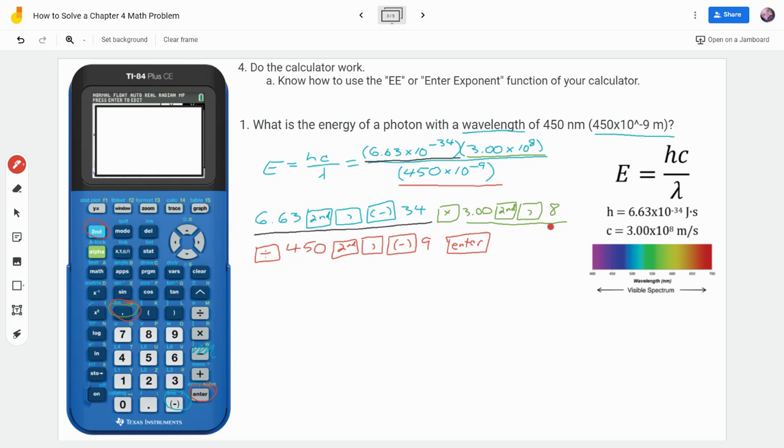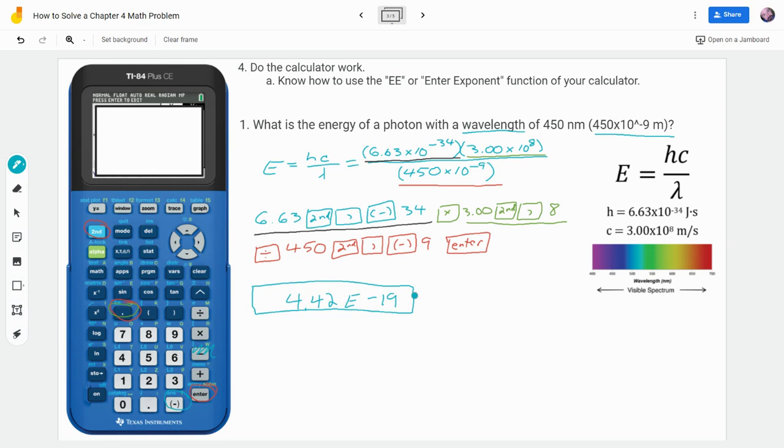So on my calculator, if I do all of this, the final answer it gives me is, well, I'll tell you what it looks like on the screen. I guess I should start there. What it looks like on the screen is 4.42 E minus 19. So that's what my screen looks like. Something like this. And honestly, I'm not sure if it would look exactly the same on a TI-84. But on my TI-36X Pro, that's what it looks like.